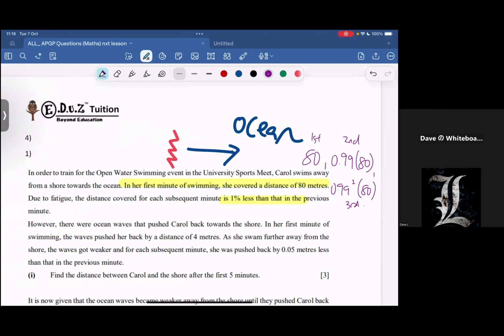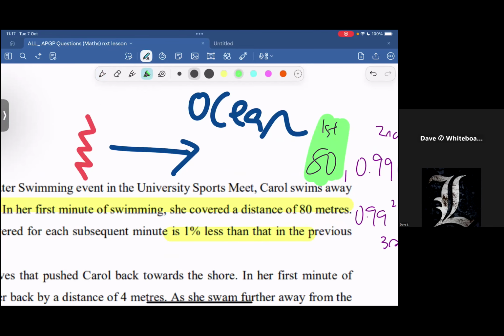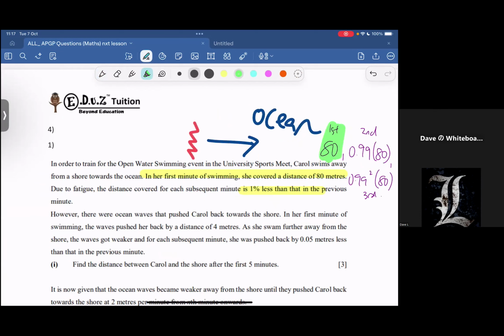At the same time, there are these annoying ocean waves that push her back. In her first minute of swimming she swims 80 meters, but there's this wave that pushes her back by 4 meters. So when you realize that's the situation, in your first minute you swim 80, but you got pushed back by 4 meters, which essentially means you only swim 76 meters, if you understand.